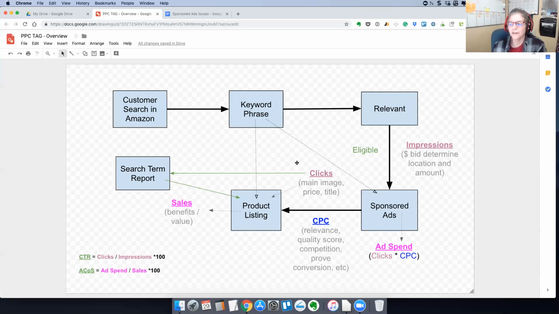Have you guys used much headline ads, or do you have a brand that you can use headline ads?